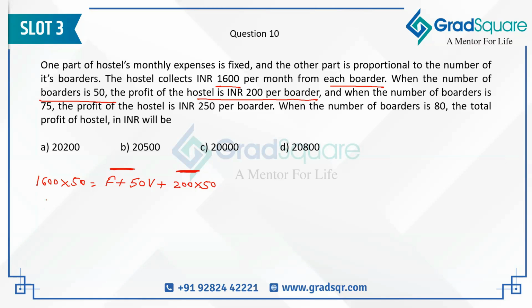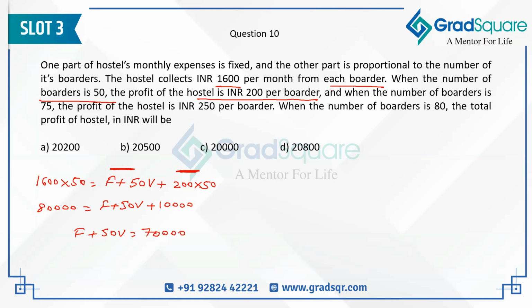16 into 5 turns out to be 80. So 80,000 is equal to F plus 50V plus 10,000, correct? So if you look at this, we are getting one equation, F plus 50V, which turns out to be equal to 70,000.